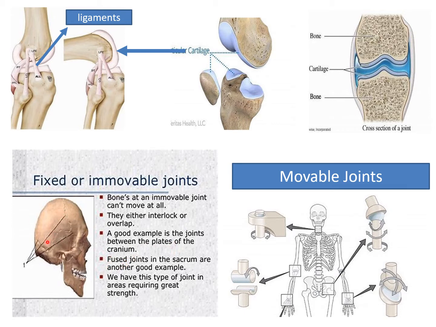This is called cranium, this head portion. So you can see the immovable joint here. Fused joints in the sacrum are another good example. We have this type of joint in areas requiring great strength. So you all know that this brain box is a very important portion of our body because it protects the brain. So these joints are very strong, and where a lot of strength is required, this kind of joint is found.